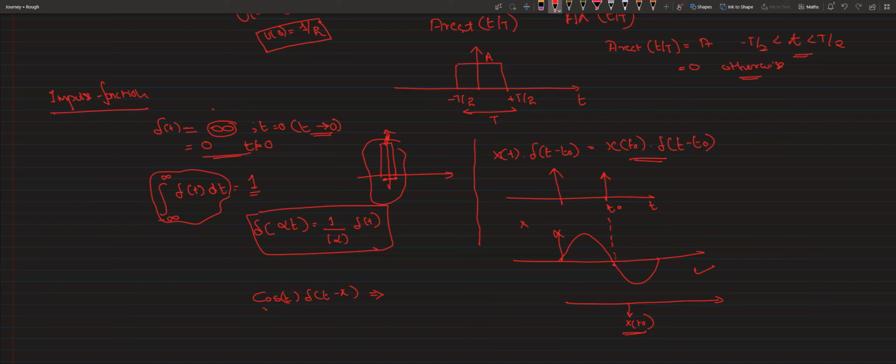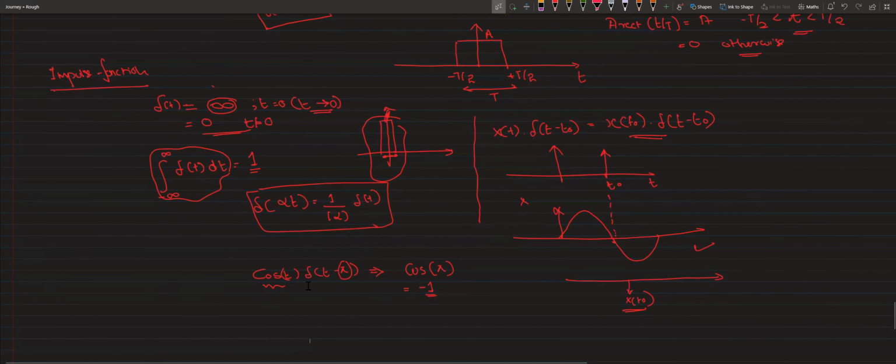So this is x of t, right? X of t. Now t naught is pi, correct? Yes. This is nothing but cos t naught. What is t naught? Pi. Cos pi. What is the value of cos pi? Minus 1. Yes, sir. This is very important. Please remember this property. It will be helpful.